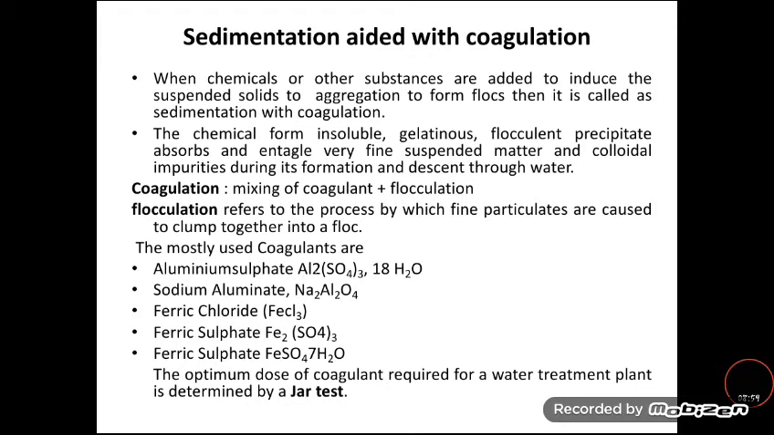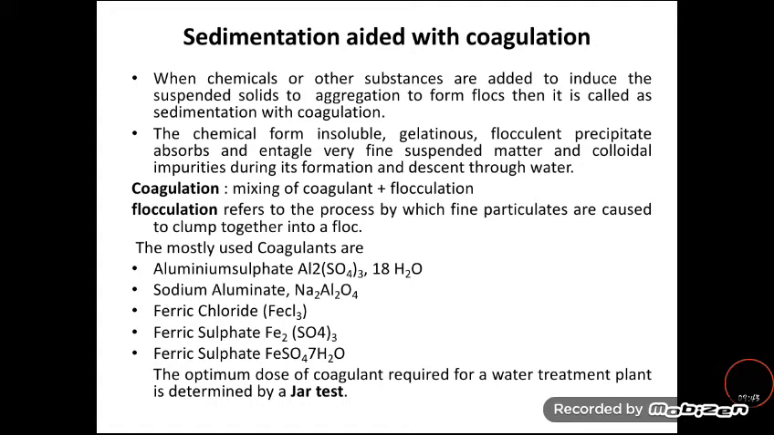Next one is sedimentation aided with coagulation. In plain sedimentation, the particles tend to settle down by reducing the velocity itself. The particles having lesser diameter will not tend to settle down. So by adding chemicals or other substances, we induce the particles to agglomerate and form floc. Floc is nothing but an increase in the diameter of the particle by combining all the particles available in the water. This process is called sedimentation aided with coagulation.